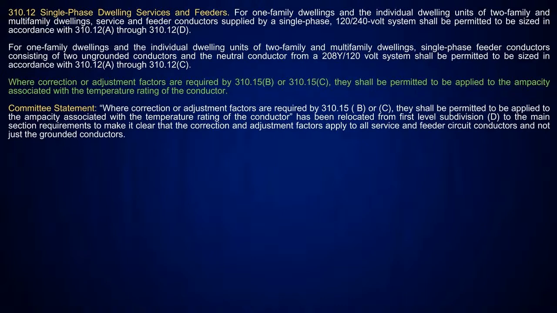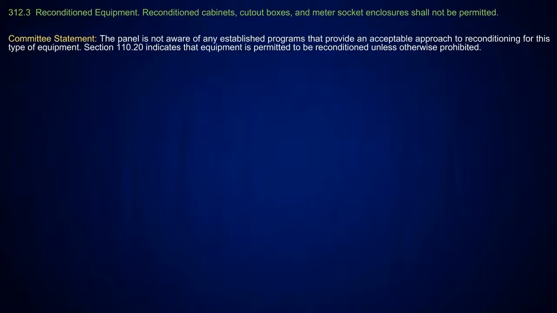Now, the next one is reconditioned equipment. What this is going to deal with is where you've got cabinets, cutout boxes, and meter socket enclosures. You're not permitted to recondition these items. And you're going to see next week, when I go to Article 314, it's going to say you can't recondition outlets either.